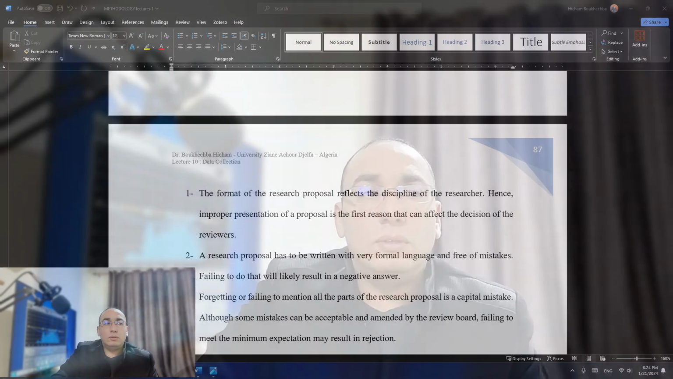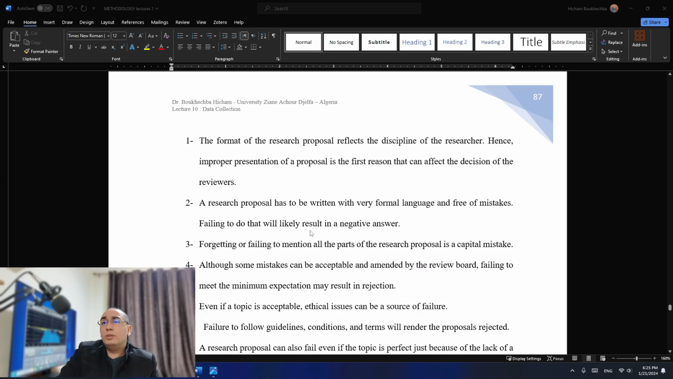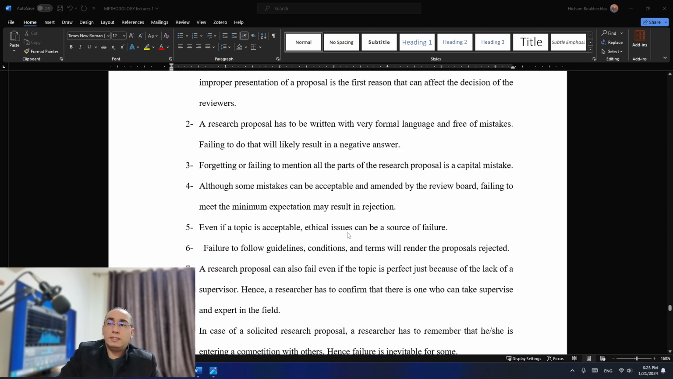So I would directly judge the students from the form of the research proposal. If I find mistakes, a lot of problems, I would know that this student is not serious. Number 2, a research proposal has to be written with very formal language and free of mistakes. That's so important. Failing to do that will likely result in a negative answer.